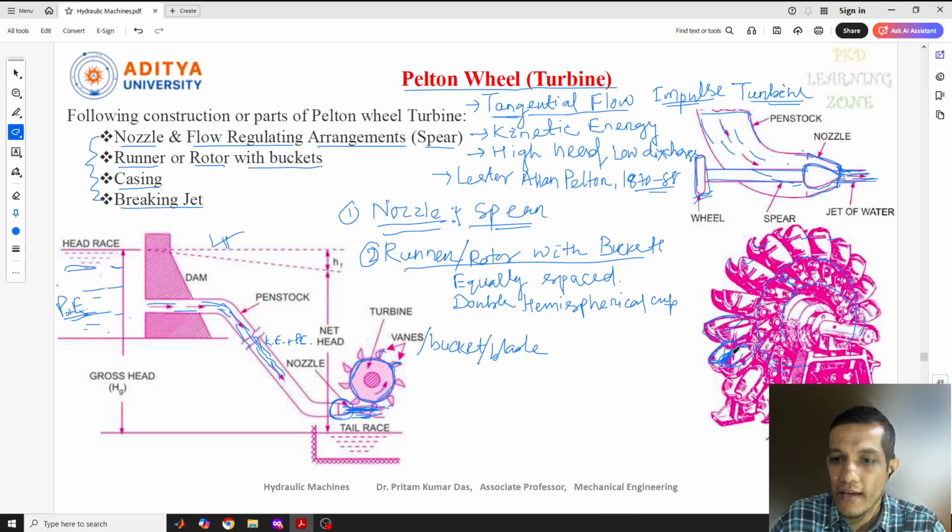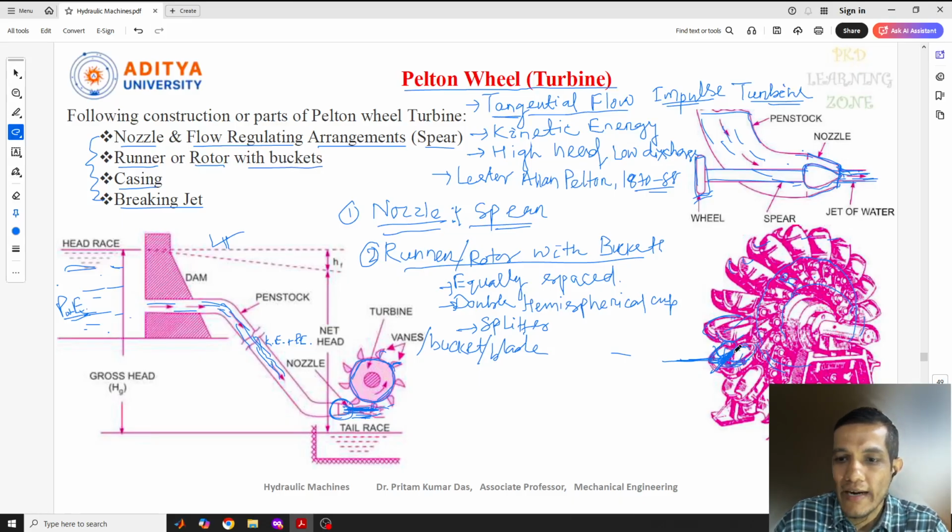A line. This is called the splitter. The splitter is used in the middle to divide these two buckets. And obviously, the jet will strike at the splitting part, at the splitter point. The splitter divides the jet into two equal halves, this side and this side, and at the outer edge of the part, the water will come out from here.